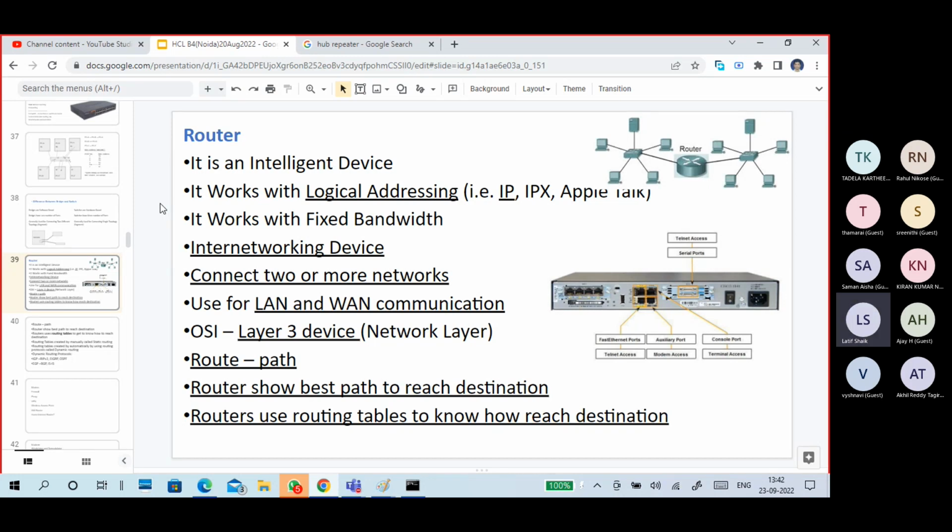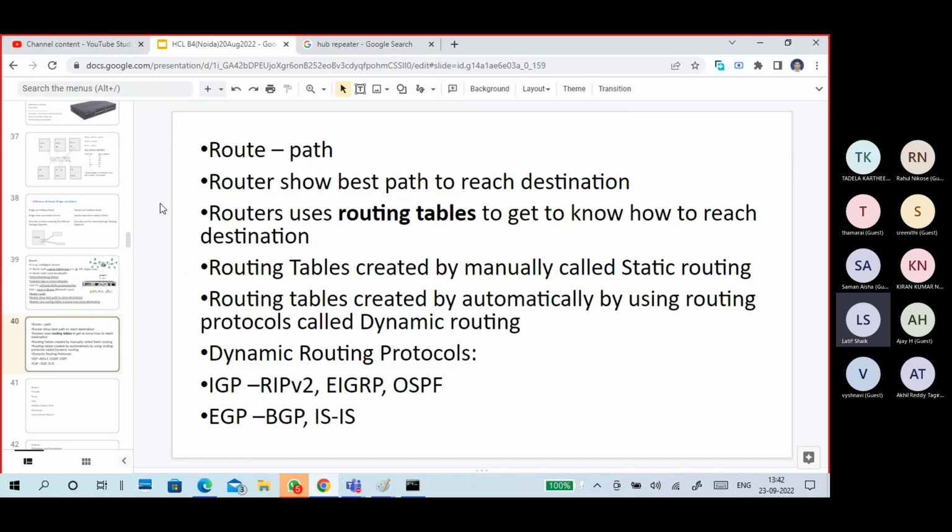A router is a layer 3 device. Route means path. A router shows the best path to reach the destination. A router uses routing tables to know how to reach the destination. The routing tables are created manually or automatically. Automatically means using routing protocols like RIP, EIGRP, OSPF, BGP, or ISIS.